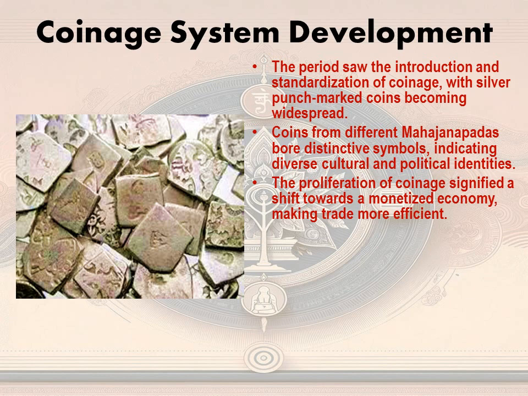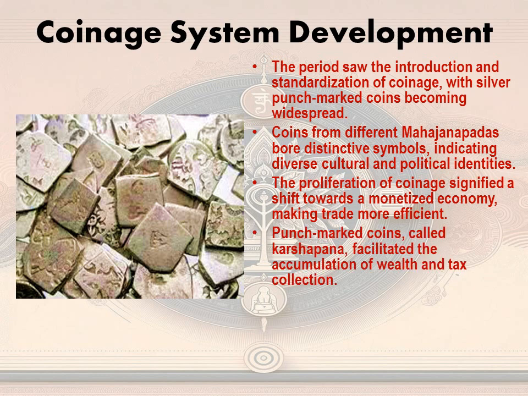The proliferation of coinage signified a shift towards a monetized economy, making trade more efficient. So before this, in the Vedic ages, we find a barter system, and also we find cows as a main form of monetary exchange. But here, for the first time, we find indigenous development of coins, and that points to a shift towards the monetized economy of the second urbanization period.